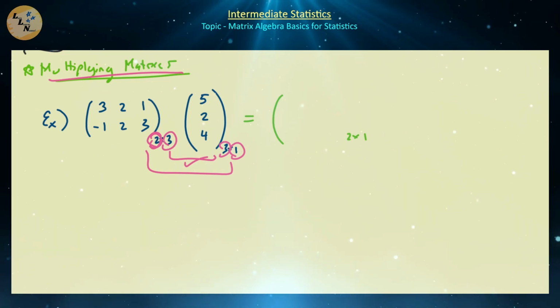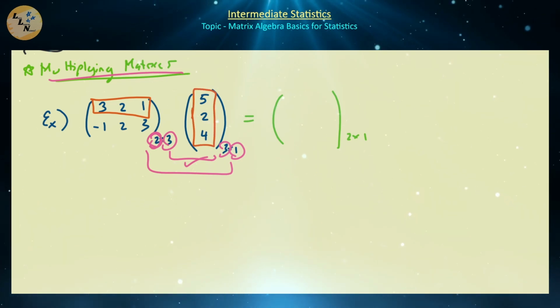Let's actually give a little bit of room to write this out. In order to find what the first element and the second element are of this 2 by 1 vector, we're going to do the dot product of (3, 2, 1) transpose times (5, 2, 4). So the dot product of (3, 2, 1) with (5, 2, 4): it's going to be 3 times 5, which is 15, plus 2 times 2, which is equal to 4, plus 1 times 4, which is equal to 4.